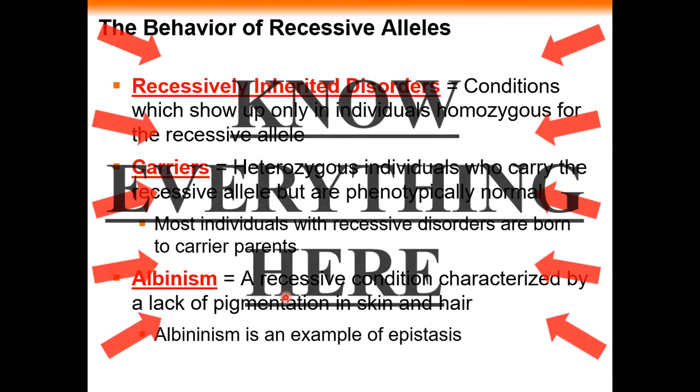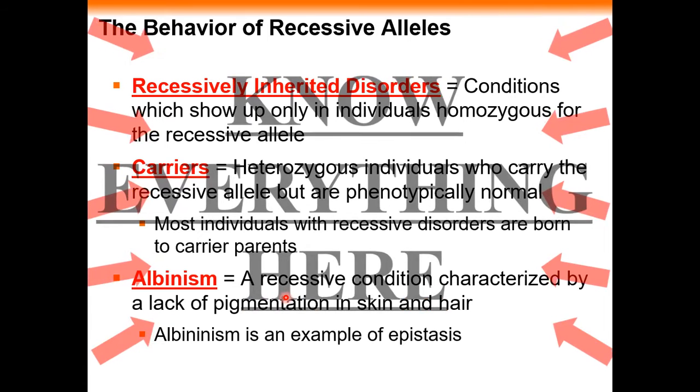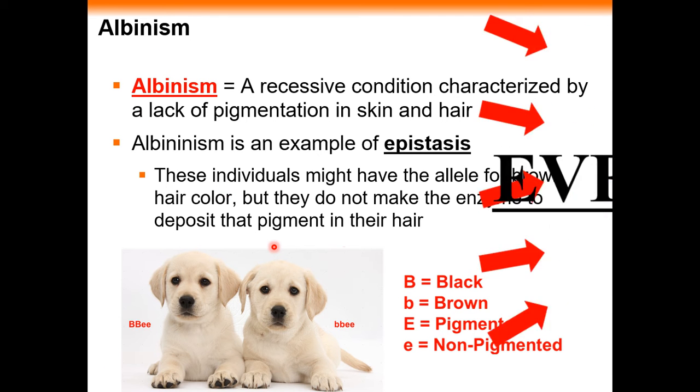So this is important. What is a recessive inherited disorder? That's where it only shows up in individuals that are homozygous recessive. So with albinism, they only show a lack of pigmentation in the skin and in the hair. And this is because of epistasis. They might have the brown hair color, but they don't show it. So that's just an example of epistasis.